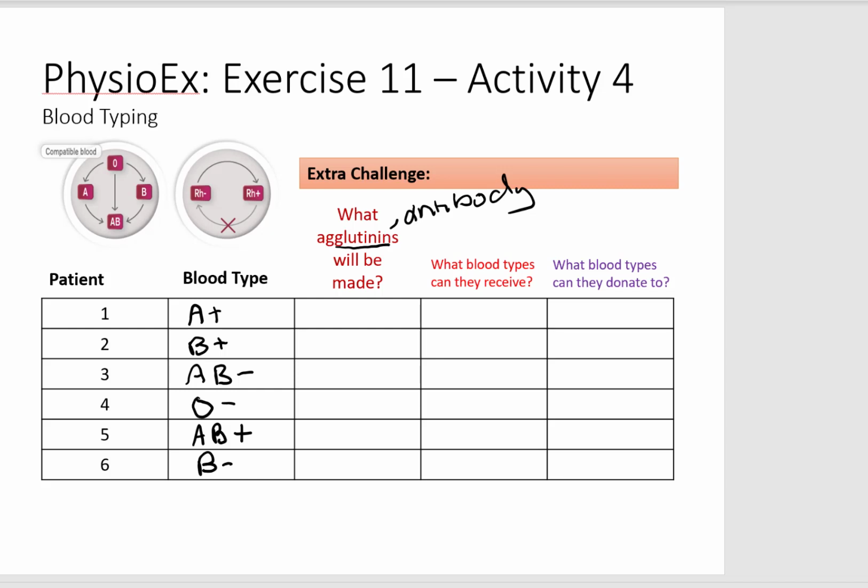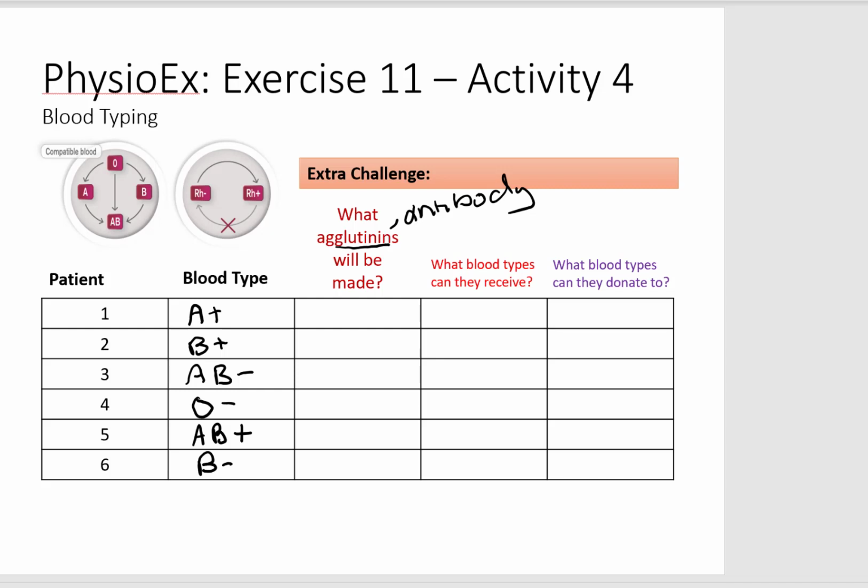Should a person with blood type A positive make anti-A antibodies? Should you make no? That would be not compatible with life. You shouldn't make antibodies against yourself. That's an autoimmune disorder, right? Should this person make an anti-RH antibody if they have RH factor? No. So let's just do a few of them.